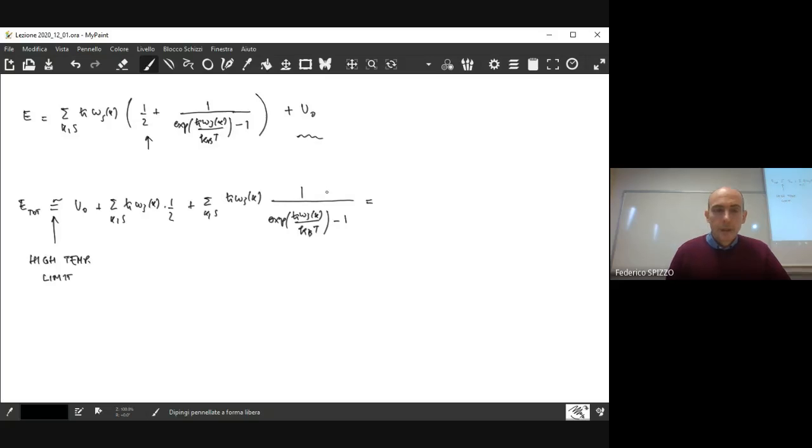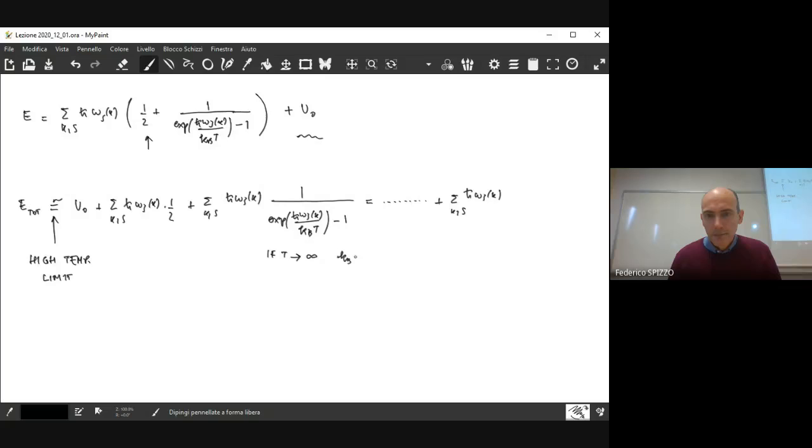Then, U0 is the constant term that doesn't depend on temperature, plus a summation over k and s of h bar omega s of k, times one over the exponential of the ratio between h bar omega s of k and kBT minus one. Please keep this not as actually the temperature going to infinity, but as if the temperature was very high.